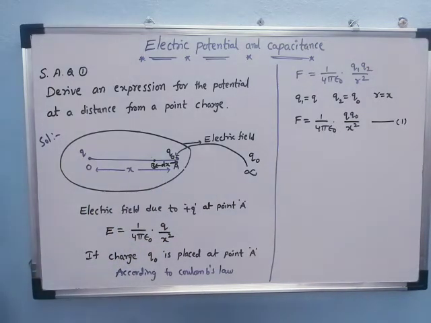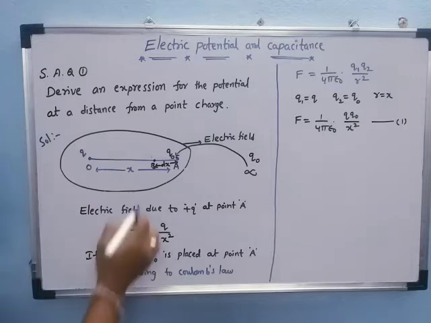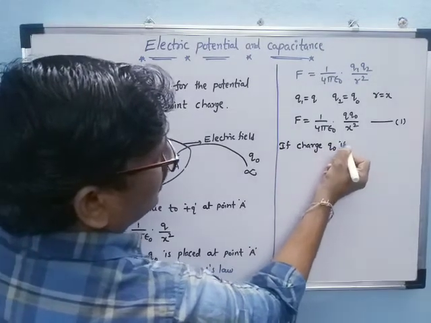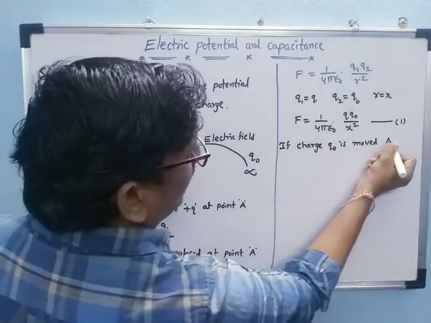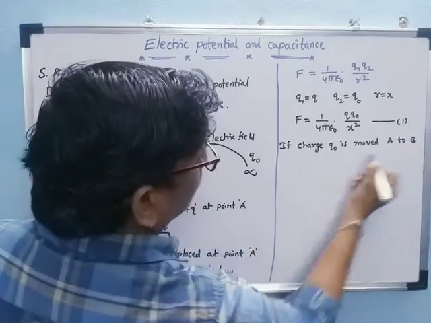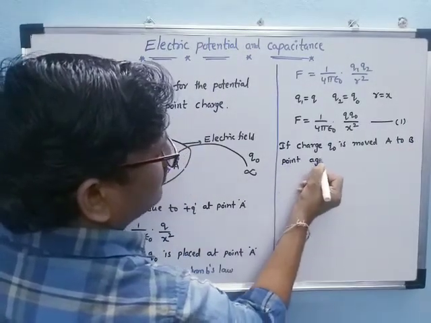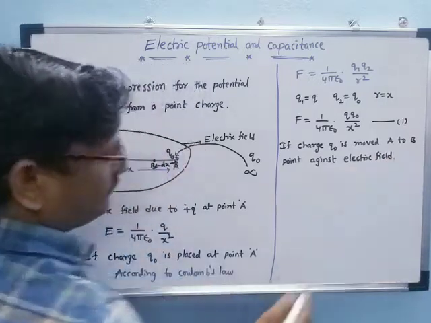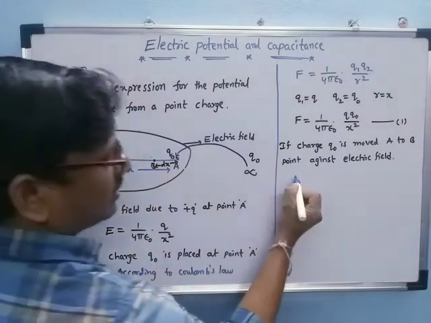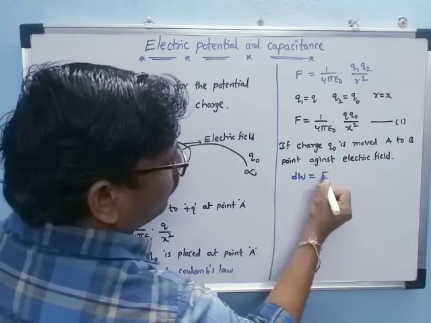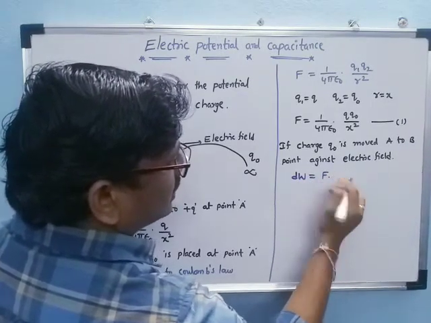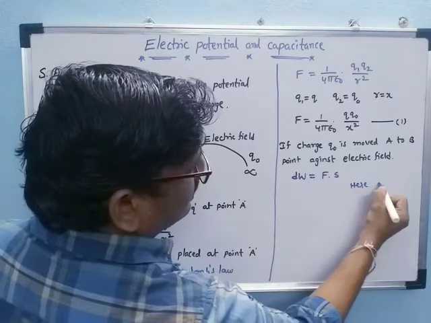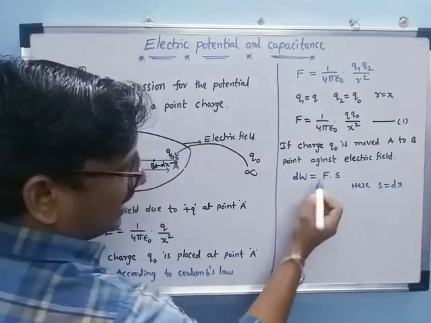What is the formula for work done? Work done is equal to force into displacement. If charge q naught is moved from A to B against the electric field, some work is done. Work done is equal to force into displacement S. Here the displacement S is equal to dx, and we take the negative.